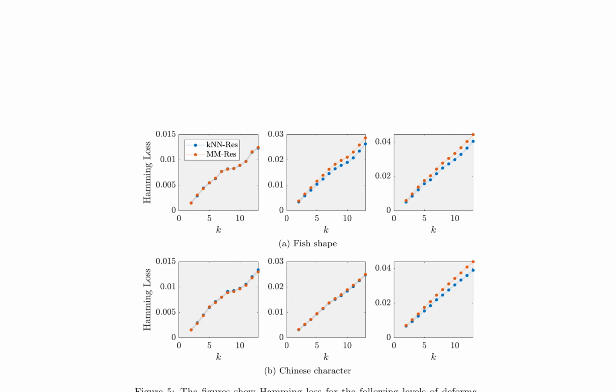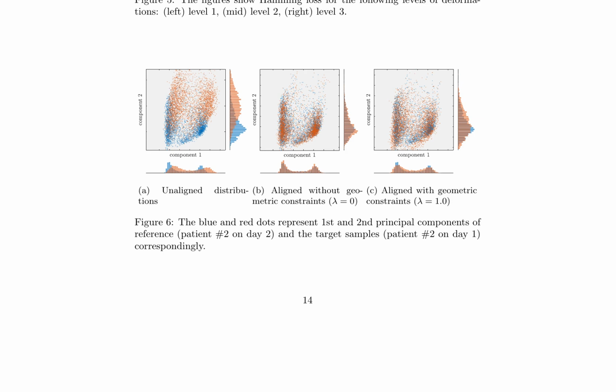The unaligned distributions, shown in Figure 6a, exhibit significant discrepancies between the reference and target samples. In contrast, the aligned distributions without geometric constraints, depicted in Figure 6b, demonstrate some degree of alignment, although with noticeable deviations. The incorporation of geometric constraints, as shown in Figure 6c, yields a more accurate alignment of the distributions, underscoring the significance of this approach in shape analysis tasks.